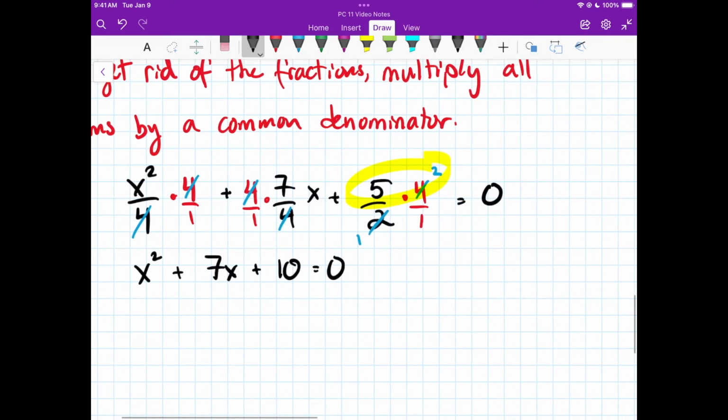I got a little bit lazy here. I forgot the right side of my equation. We do also have to multiply the 4 by 0, right? You've got to multiply everything. You can't just do one side of the equation. But since the right side of the equation is just 0, 4 times 0 is still just going to be 0.